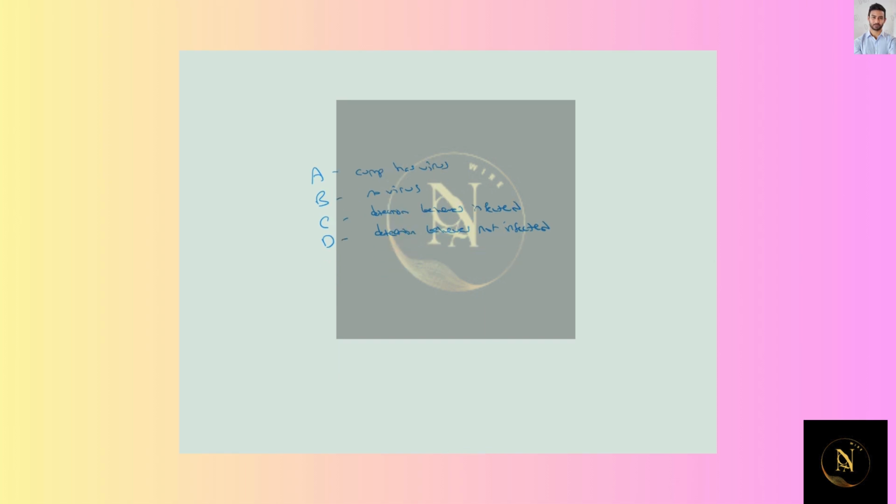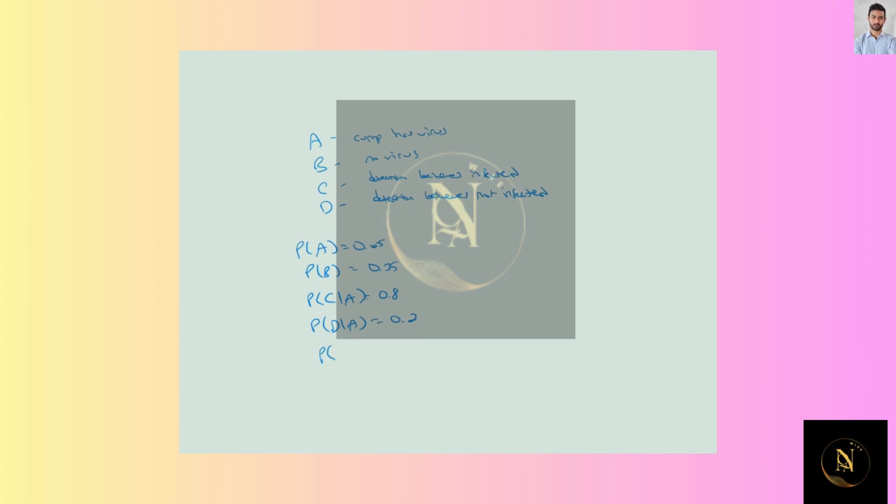From the problem, we have the following probabilities. The probability of A is 0.65. The probability of B would be then 1 minus 0.65 or 0.35. The probability of C given A is 0.8. The probability of D given A would be 1 minus the probability of C given A, which would be 0.2. The probability of C given B is 0.1, and the probability of D given B would be 1 minus C given B, which is 0.9.